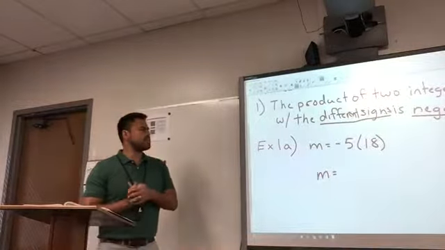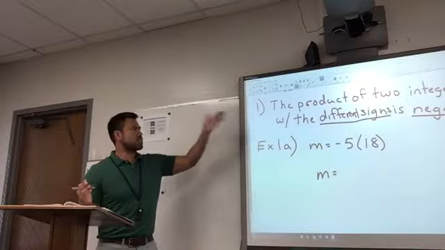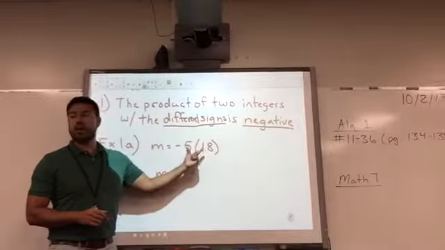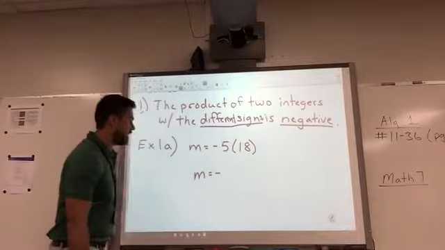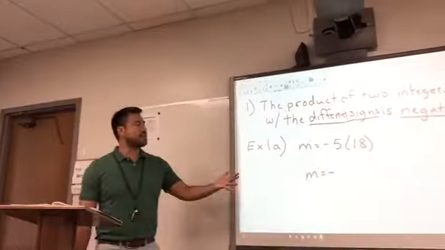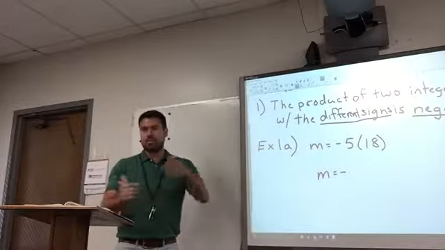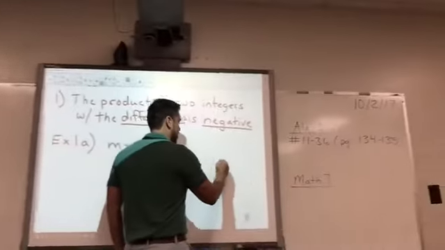And somebody said it was negative. How do you know it's negative? Yeah, the rule we just went over. Two integers. Are these two integers? Yes. Do they have different signs? Yeah. So your product has to be negative. All right, and then all you have to do really is, what's 5 times 18? Now, some of you could do it in your head. Some of you need to write it down. It doesn't matter. Make sure you work it out and get it.